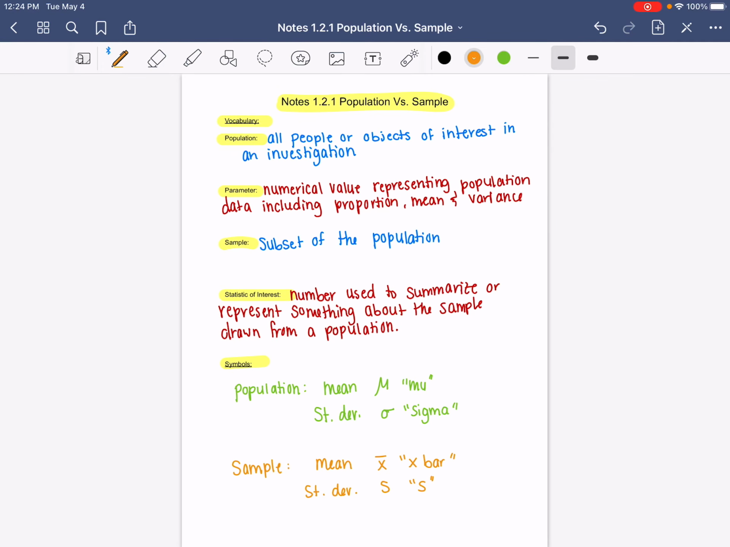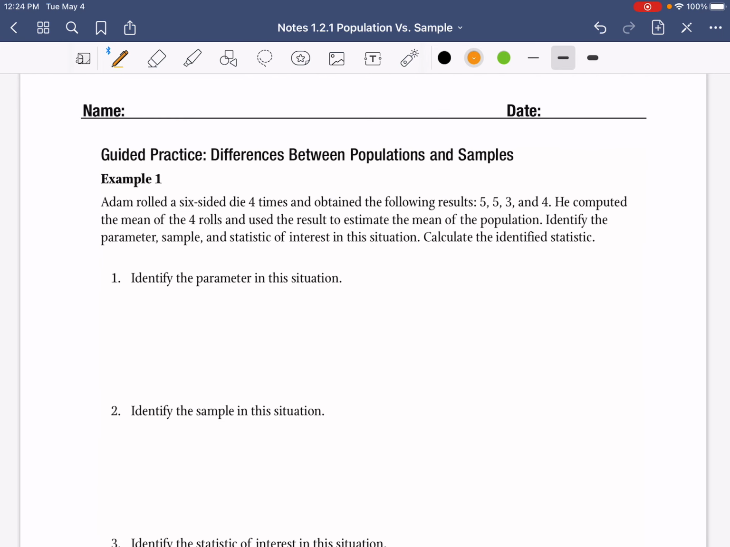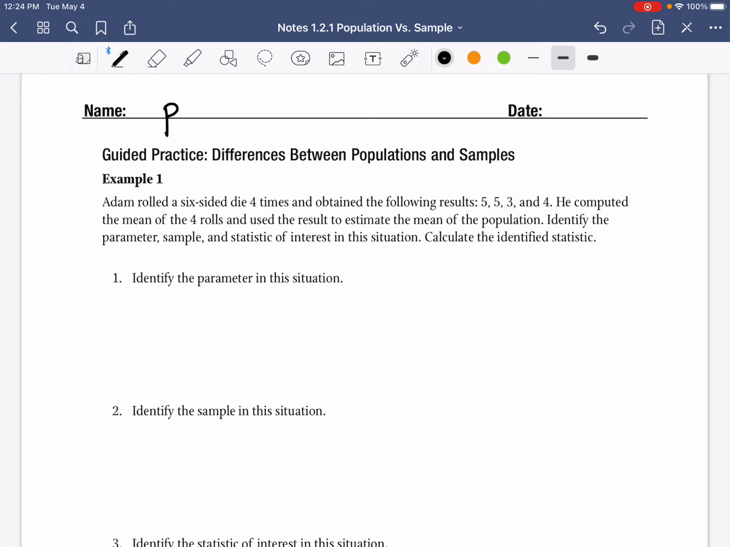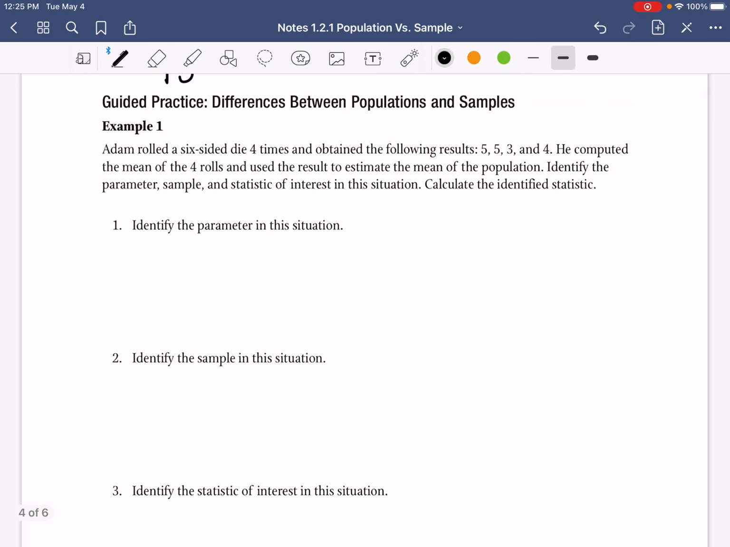So this is going to go into your digital notebook. We're going to do 4 examples. You're going to need to grab your workbook, and we're going to start on page 47. Example 1 says Adam rolled a 6-sided die 4 times and obtained the following results: 5, 5, 3, and 4. He computed the mean of the 4 rolls and used the result to estimate the mean of the population. Identify the parameter, sample, statistic of interest, and then calculate the identified statistic.